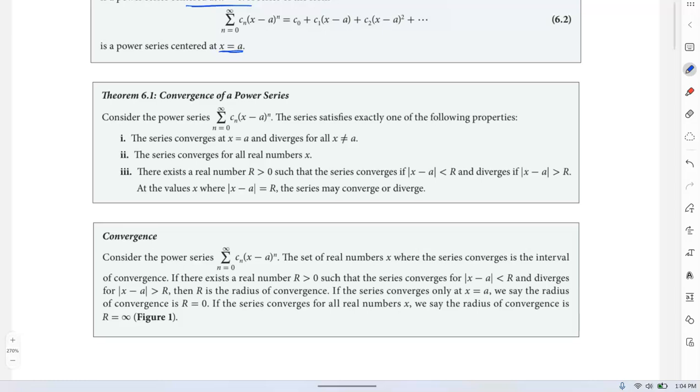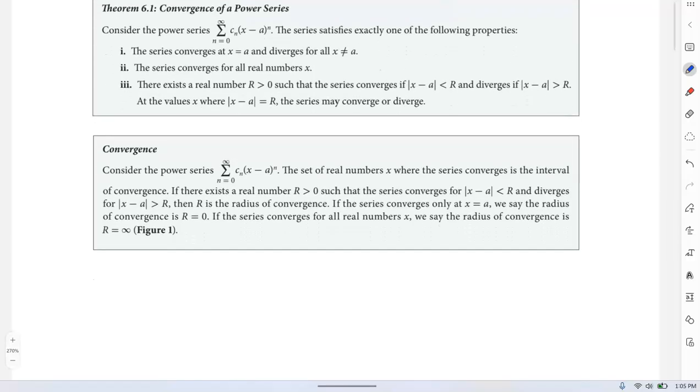Let's talk about the convergence of a power series. Let's consider a generic power series, the sum from n equals 0 to infinity of c sub n times x minus a to the n. The series is going to satisfy exactly one property. Either the series is going to converge at x equals a, where it's centered, and diverge everywhere else, or the series is going to converge for all real numbers, or there's going to be some interval where the power series would converge.